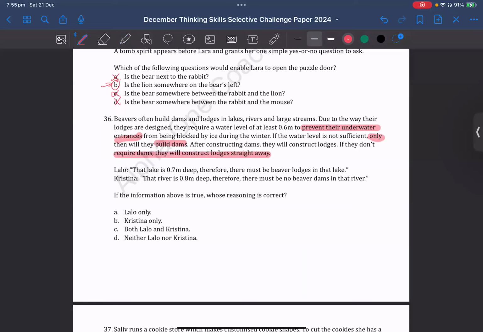So one thing to note is that there's a lot of repetitive terminology here, such as lodges, dams, and beavers, so just be careful of that. We're trying to find whose reasoning is correct. Now, Lala was saying the lake is 0.7 meters deep, and therefore there must be beaver lodges in that lake. Once again, you don't know. There could be other conditions, right?